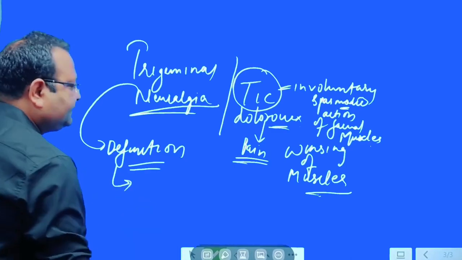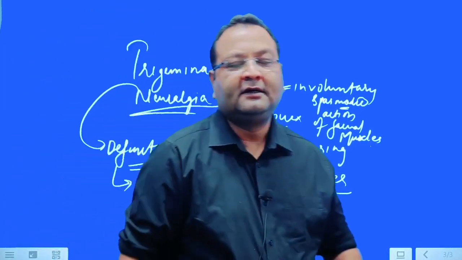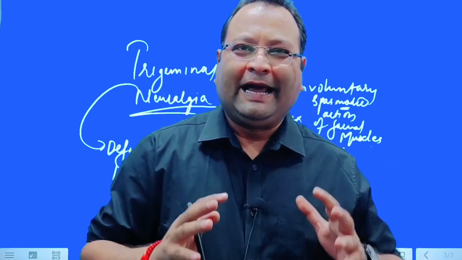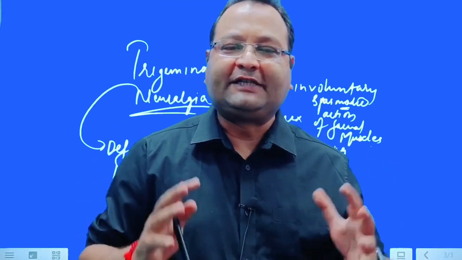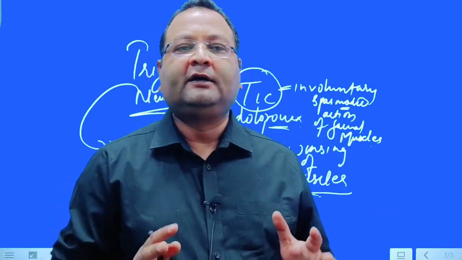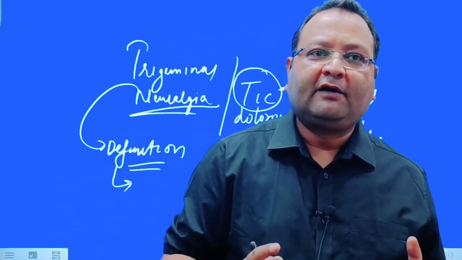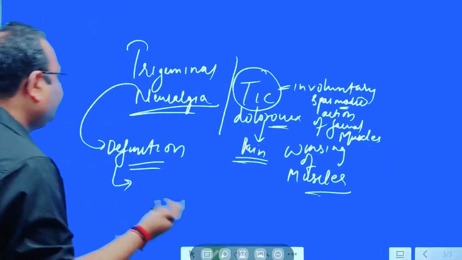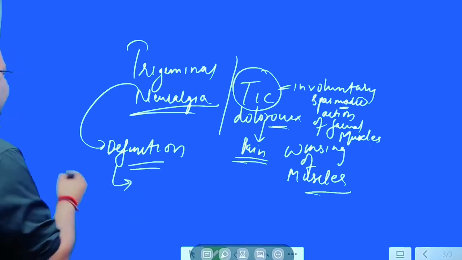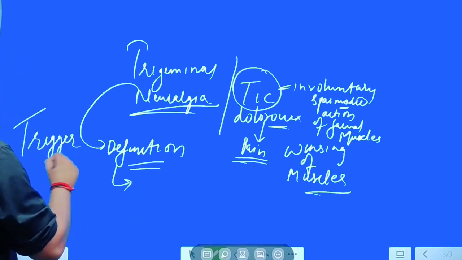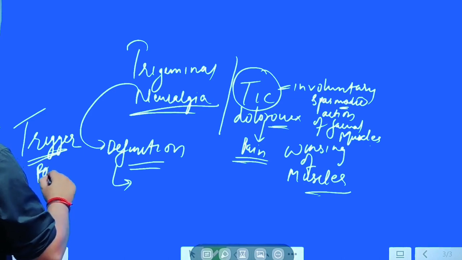So coming to the definition part, trigeminal neuralgia is defined as severe paroxysmal episodes of excruciating, lancinating, stabbing type of pain in the area of distribution of the branches of trigeminal nerve, and always associated with trigger points. The main thing which is very important in this definition is your trigger points.